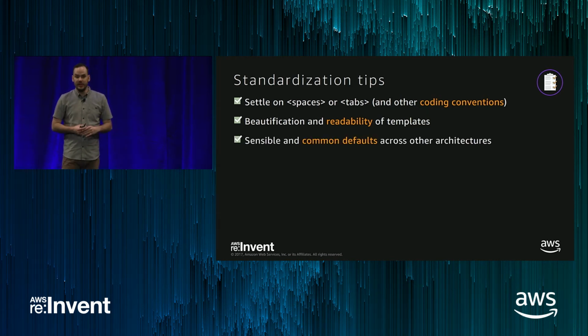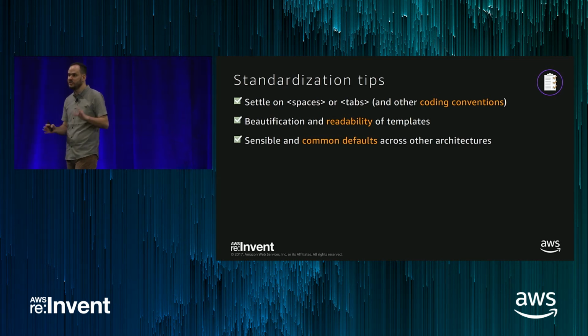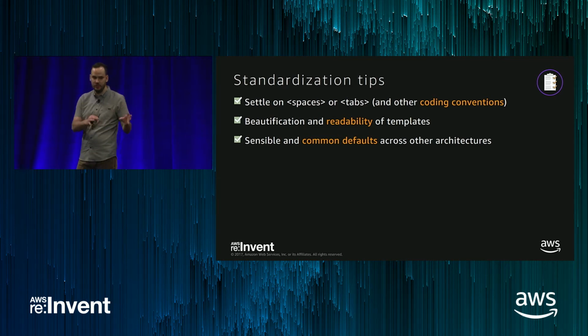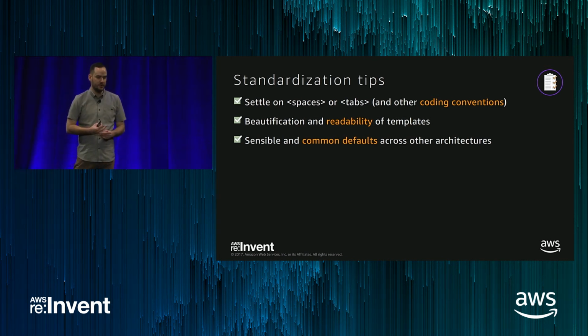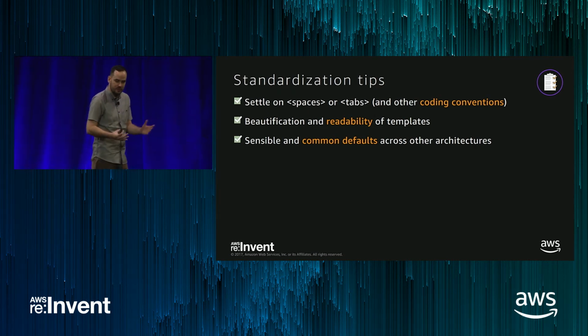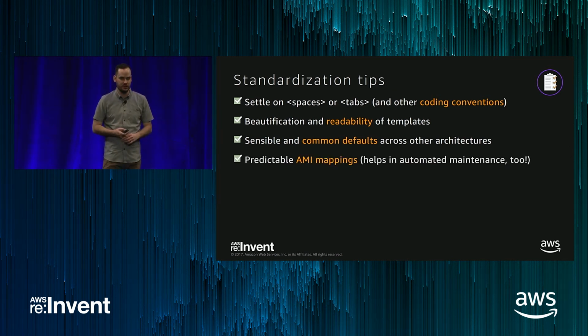Use some sensible and common defaults across architectures. So if you're using CIDR blocks, make sure you standardize on those. That way it allows you to combine it with a different architecture. If you're doing a CIDR block, make sure it's flexible enough that you can add more servers or instances later if needed.